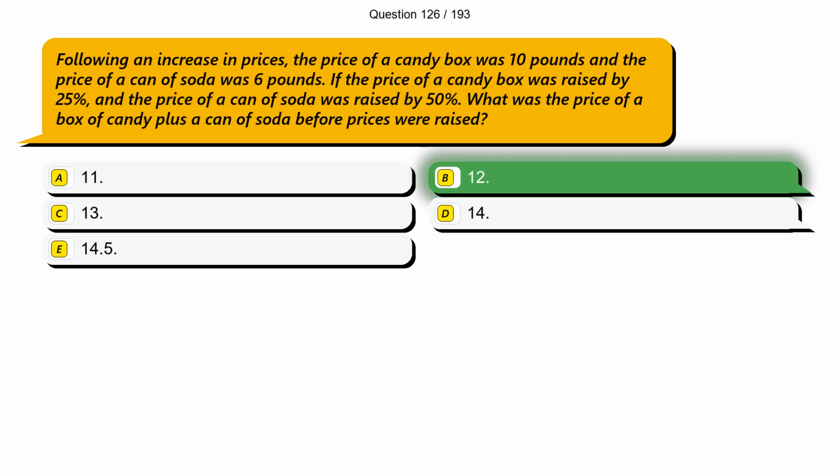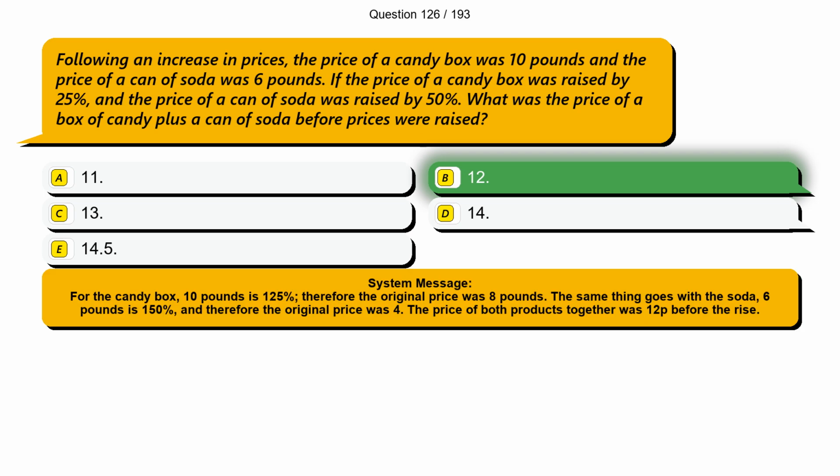The correct answer is option B, 12. For the candy box, £10 is 125%, therefore the original price was £8. The same thing goes with the soda, £6 is 150%, and therefore the original price was £4. The price of both products together was £12 before the rise.